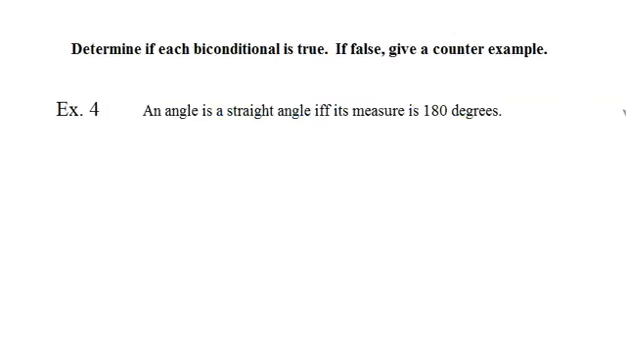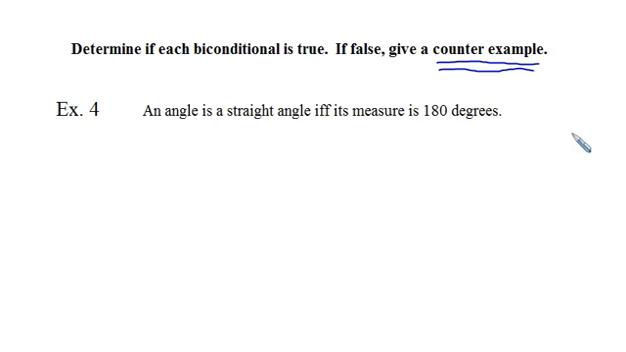All right, so example 4: determine if each biconditional is true. If false, give a counterexample. So we have a good understanding of what a biconditional is. Now we're going to start talking about the truth value of the biconditional. If false, we're going to give a counterexample. A counterexample is simply an example that would prove the statement false, or be an example of why the statement is false. An angle is a straight angle if and only if its measure is 180 degrees.